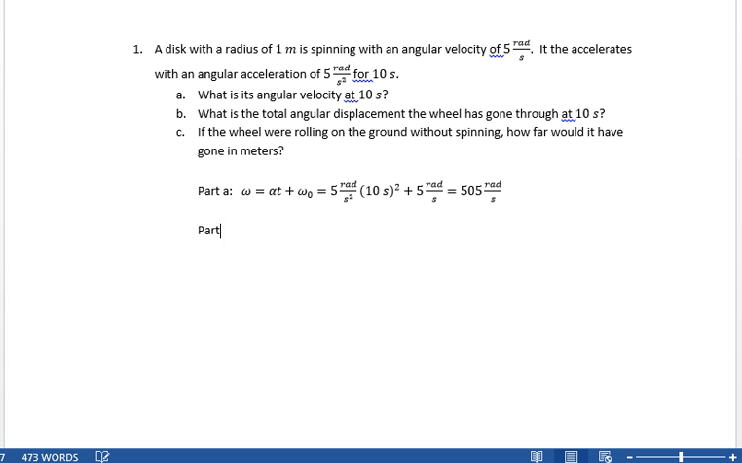Okay, part B. What is the total displacement the wheel has gone through at 10 seconds? All right, so the displacement, theta, equals 1/2 alpha t squared plus omega naught t plus theta naught. Now we can assume theta naught is 0, right? Omega naught is 5 radians per second, alpha is 5 radians per second squared, and t is 10 seconds.